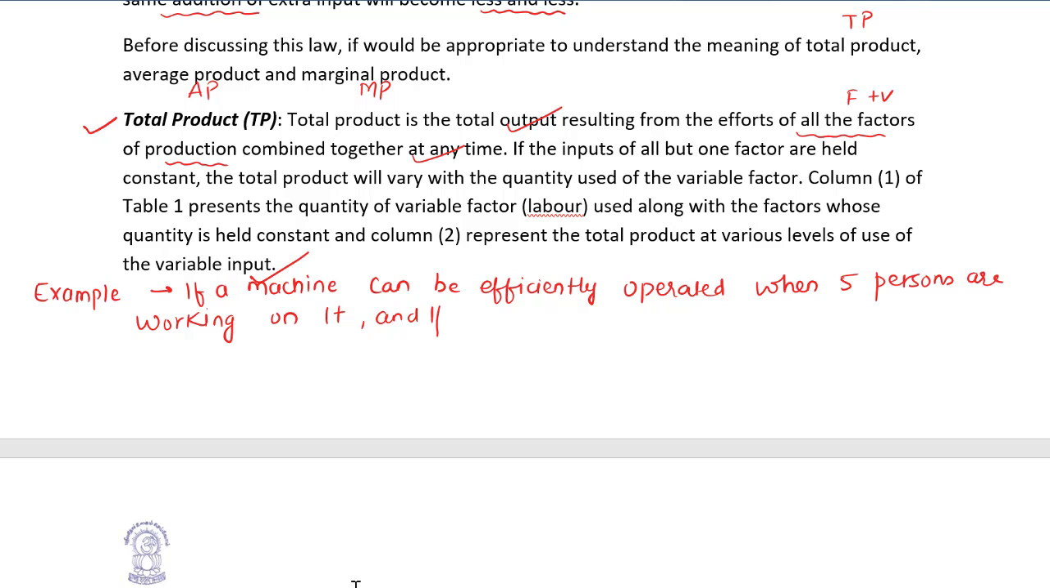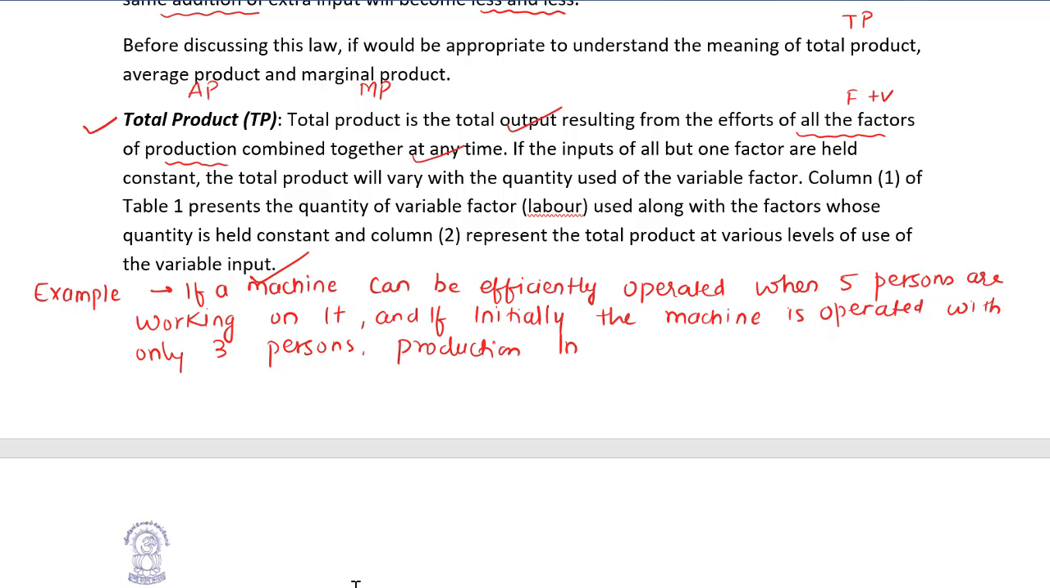and if initially the machine is operated with only 3 persons, production increases till the point the fifth person is employed.